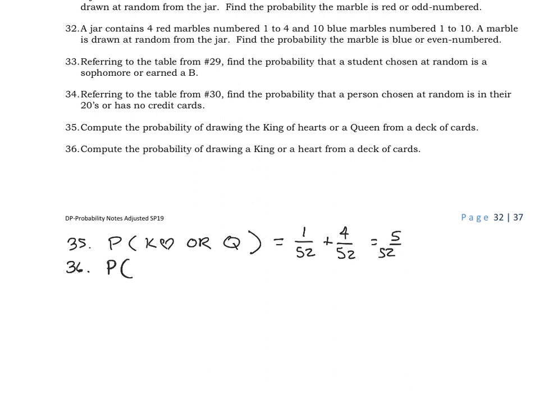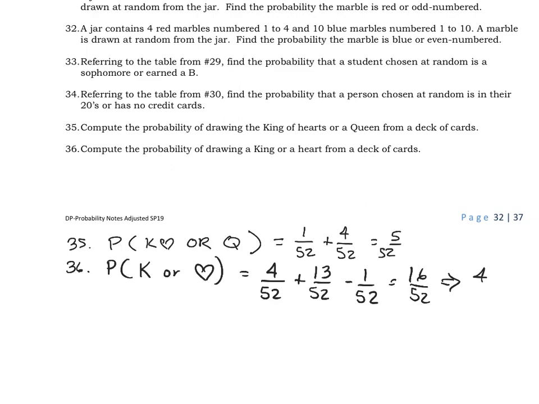So if we're looking for the probability of the king or a heart, there are 4 kings, there are 13 hearts, and there's one king of hearts that has been counted twice, so we will have to subtract that. And so that's going to give me 16 out of 52, which reduces to 4/13.